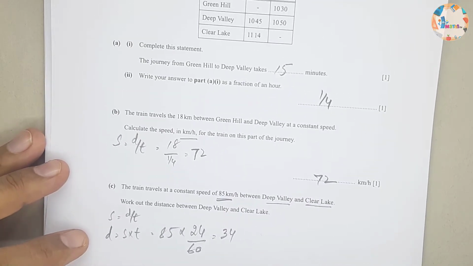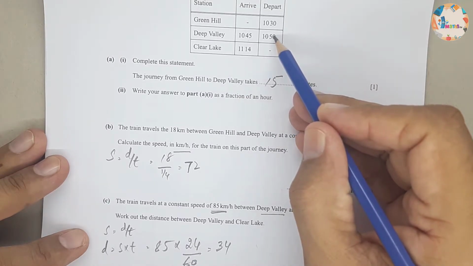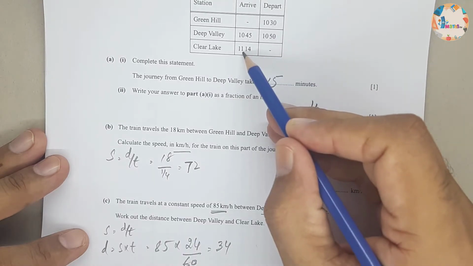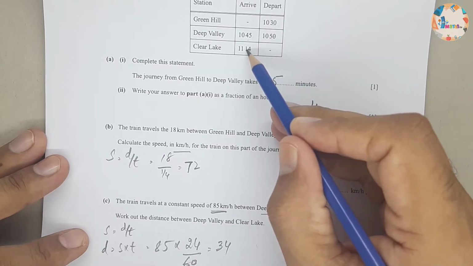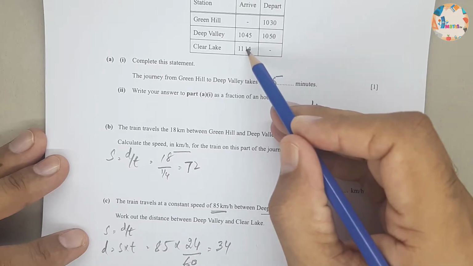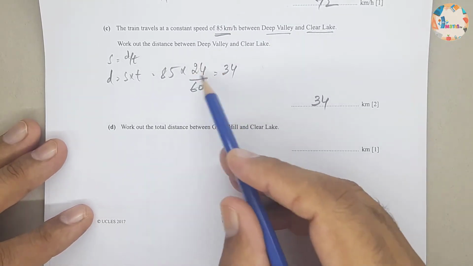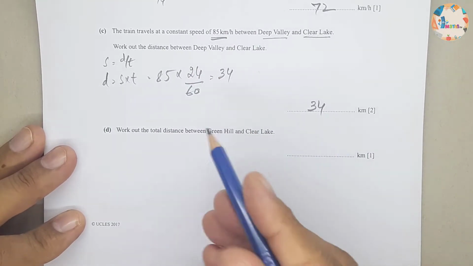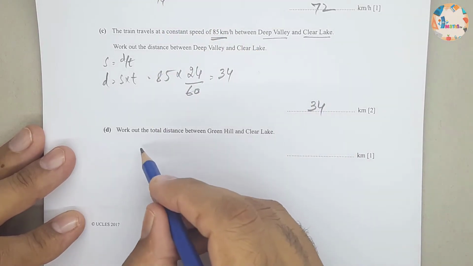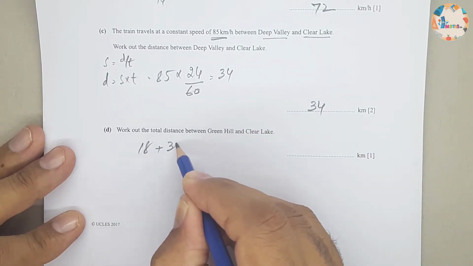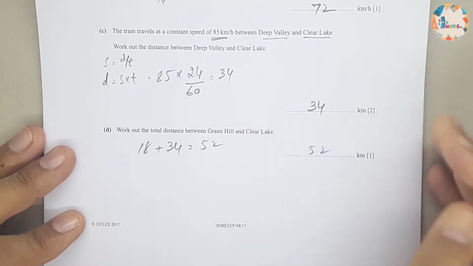So this 24 minutes basically we are getting from here, 10:50 to 11:14. This will be 10 minutes up to 11, and then 14 more minutes. So 10 plus 14 will be 24 minutes. This is what we have utilized in part C. Then part D, work out the total distance between these. So 18 kilometers is the distance for part B, 18 plus 34 is in part C. So total distance will be 52. We can write here 52 kilometers.